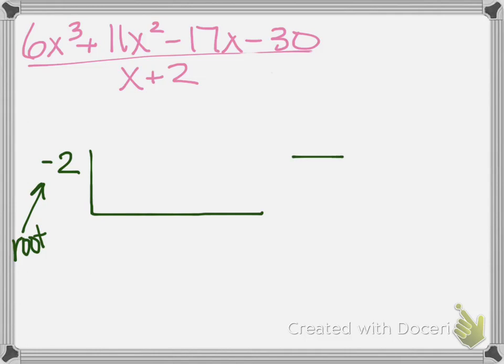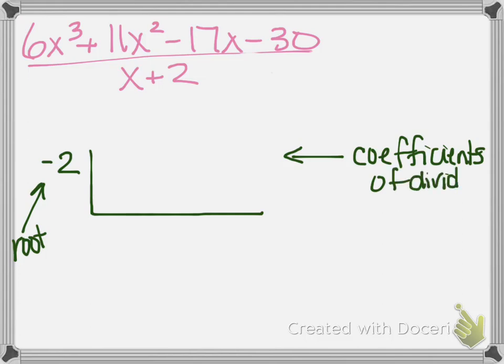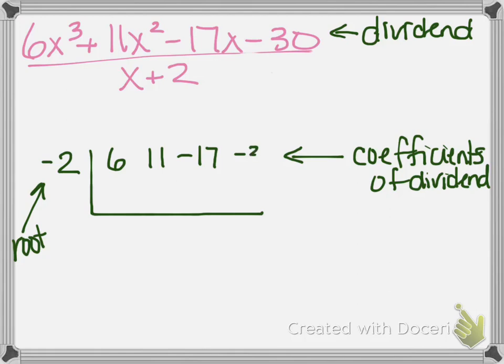Right next to the root, inside this half of a rectangle, we're going to put the coefficients of the dividend. So the dividend, remember, is the top of the fraction. So just the coefficients: 6, 11, negative 17, and negative 30.